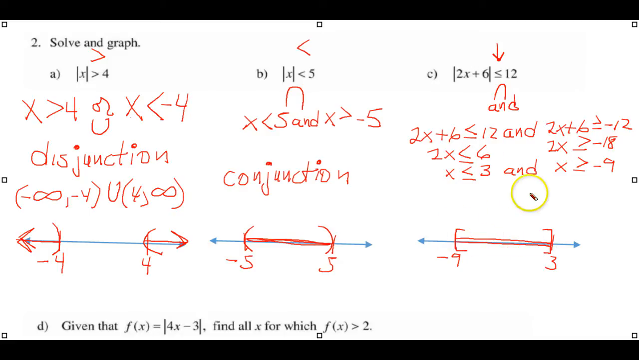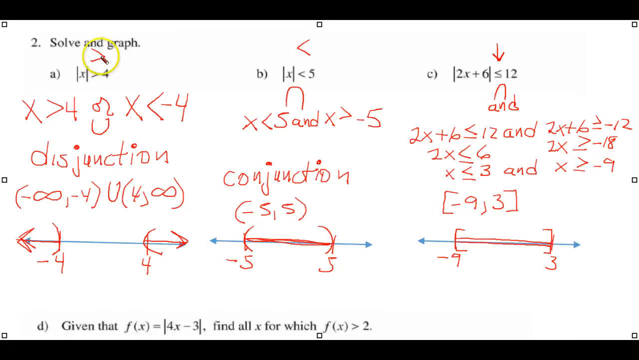So we've solved it, we've given the graph. Here we should put it in interval notation just for practice. Negative 5, comma 5. And here bracket negative 9, comma 3, bracket. So let's pause and reflect. If you have any questions, this is the time to ask.